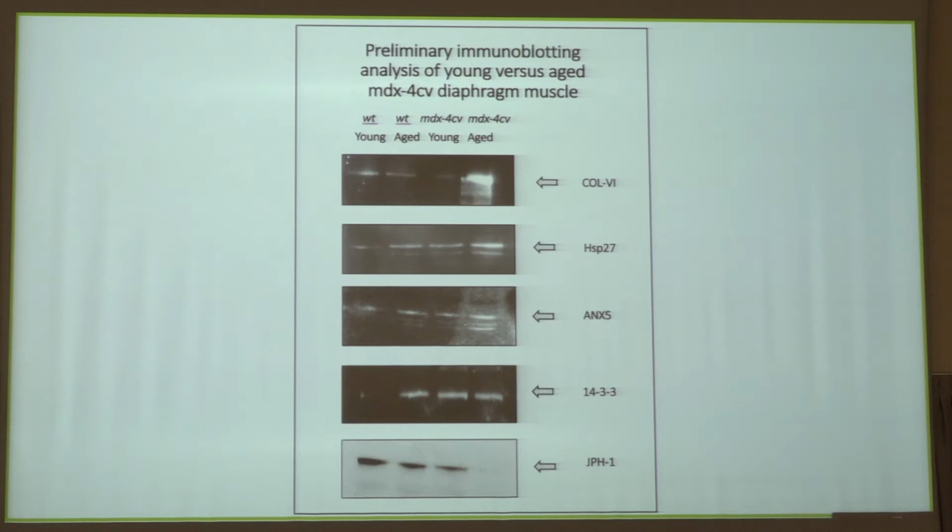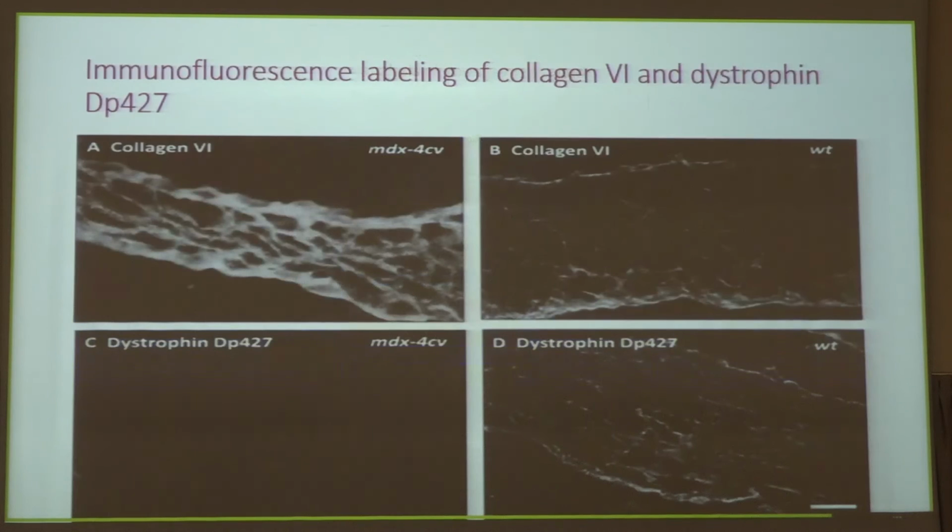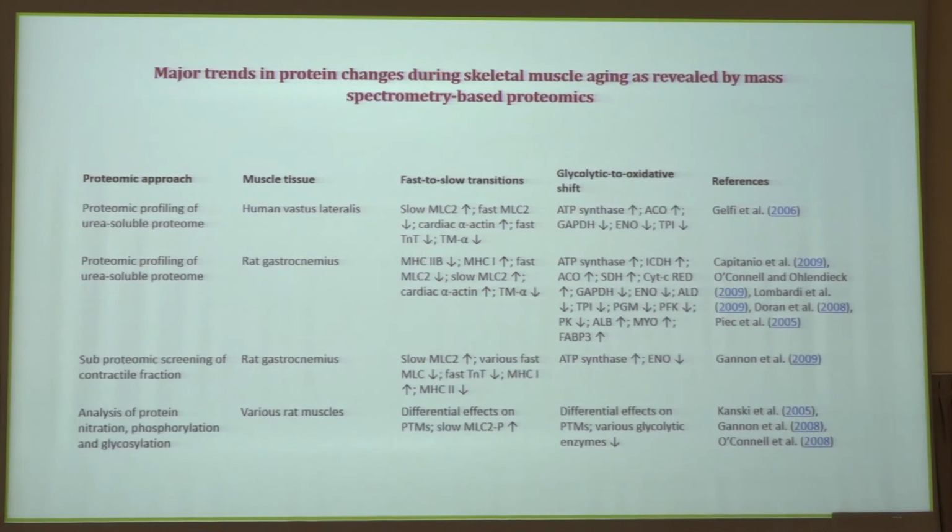This study is not published yet, but we have some preliminary immunoblots completed. We can see confirmation of collagen 6 being highest in the aged dystrophic, and we can also see that junctophilin 1 is highest in the young wild type. And just to further show the accumulation of collagen 6 in the dystrophic muscle, along with the reduction of dystrophin DP427. Finally, we have a table summarizing the protein changes that we see during the aging process.